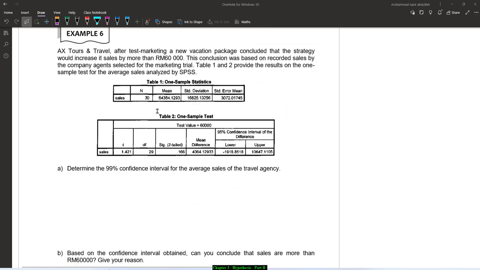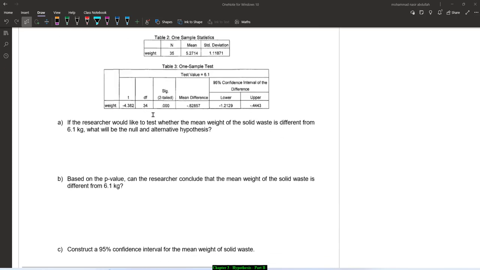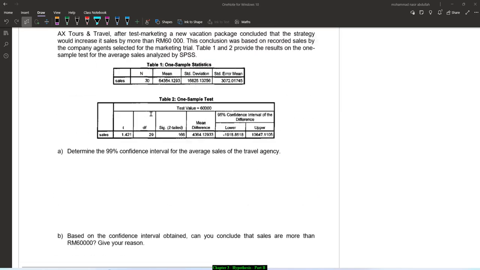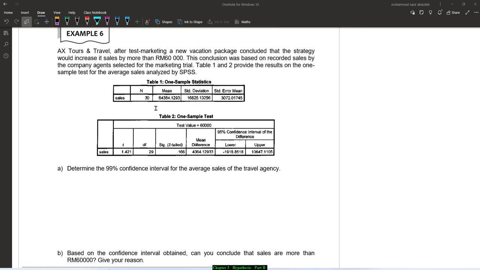So next, let's look at example number 6. Kita tengok example number 6, 7, 8. Kita tengok sama-sama satu-satu lah, until you understand. So AX Tour and Travel, after test marketing a new vacation package, conclude that the strategy will increase its sales by more than 60,000. So the alternative hypothesis, mu, should be more than 60,000. It should be more than 60,000.